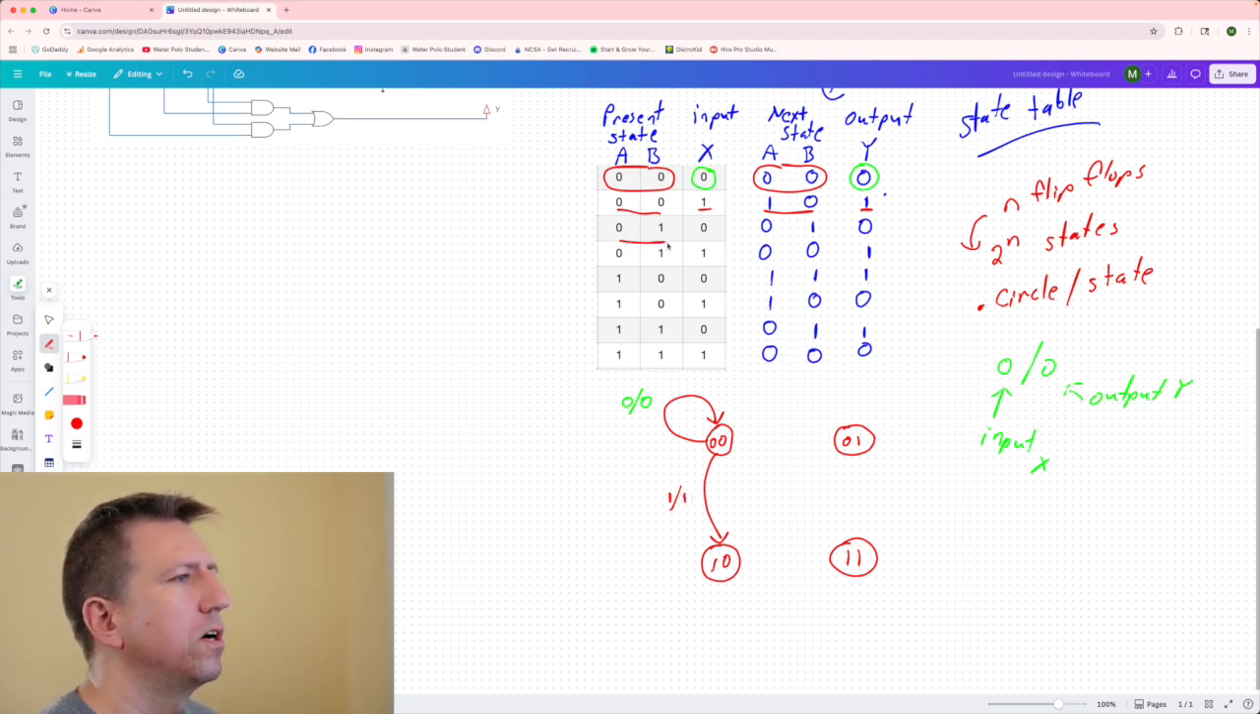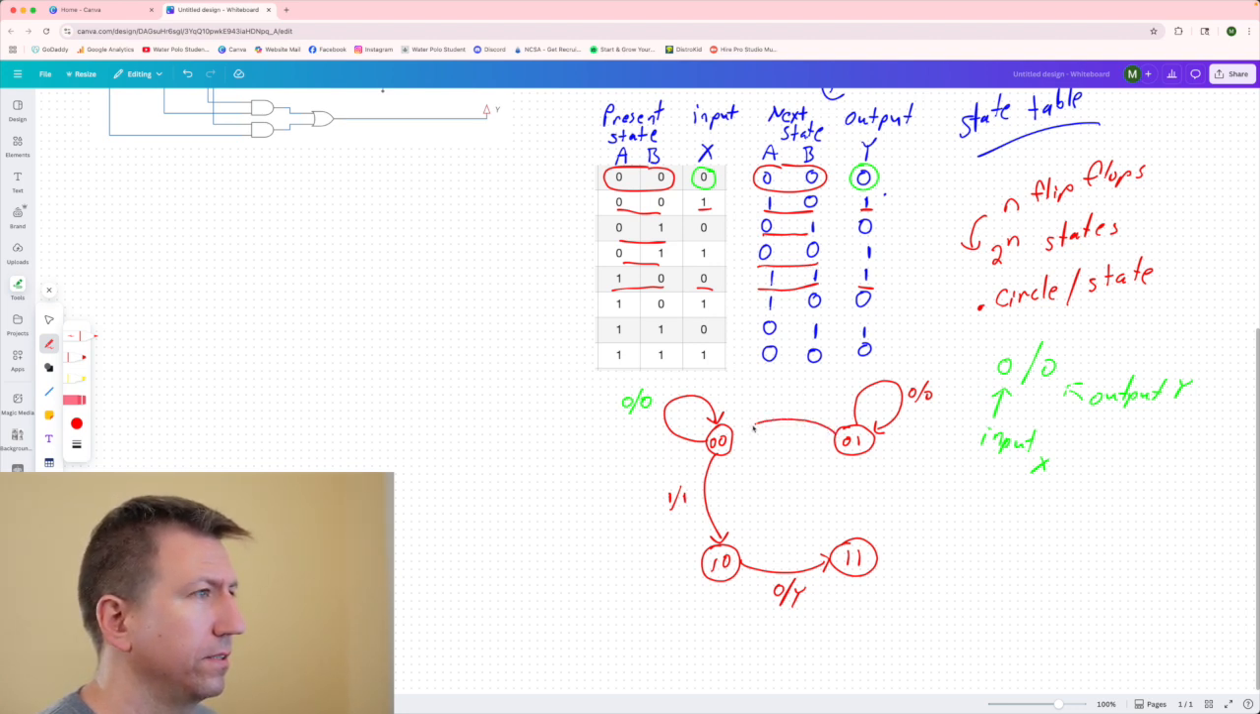Now, 0, 1 is going to go to 0, 1. So I'll make a little loop. And that happens when X is 0 and output Y is 0. 1, 0 is going to go to 1, 1. So 1, 0 is going to go to 1, 1 right here. And that happens when X is 0 and Y is 1. And I skipped one. 0, 1 is going to go to 0, 0. So it's going to do that. And that happens when X is 1 and then Y will also be 1.